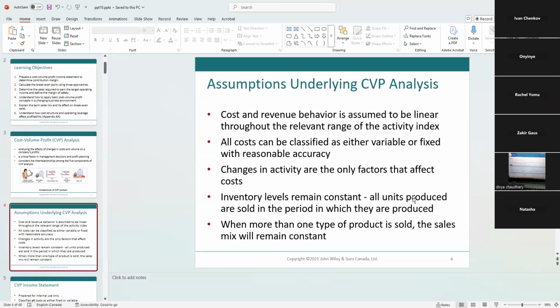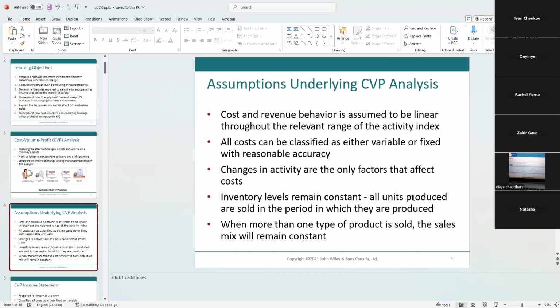Second, we have only 2 types of costs on the way the costs behave. Either variable or fixed cost, nothing else. And what we know is that variable cost per unit always stays the same. Total fixed cost always stays the same. Total variable cost goes up with the level of activity. Fixed cost per unit goes down. Now, next one. Changes in activity is the only factor that drives sales and the cost. That's it. Only the changes of activity.